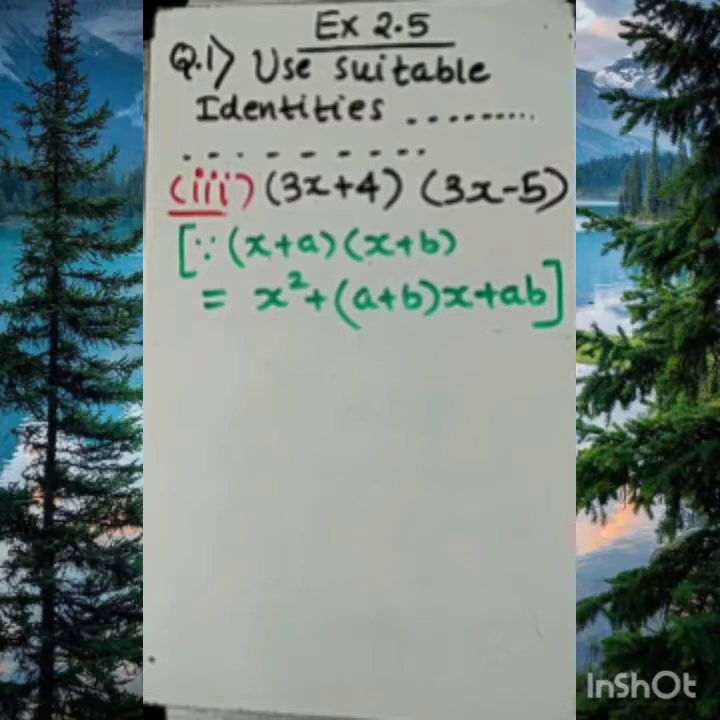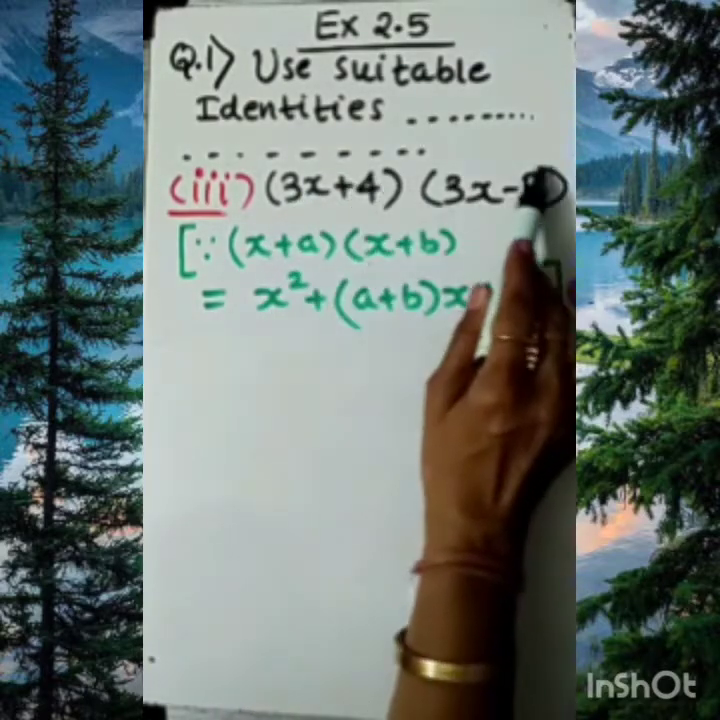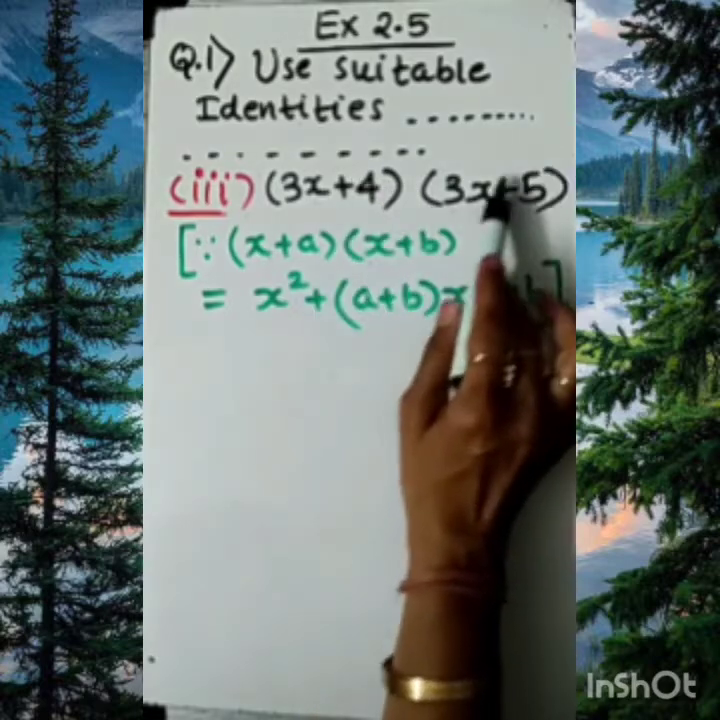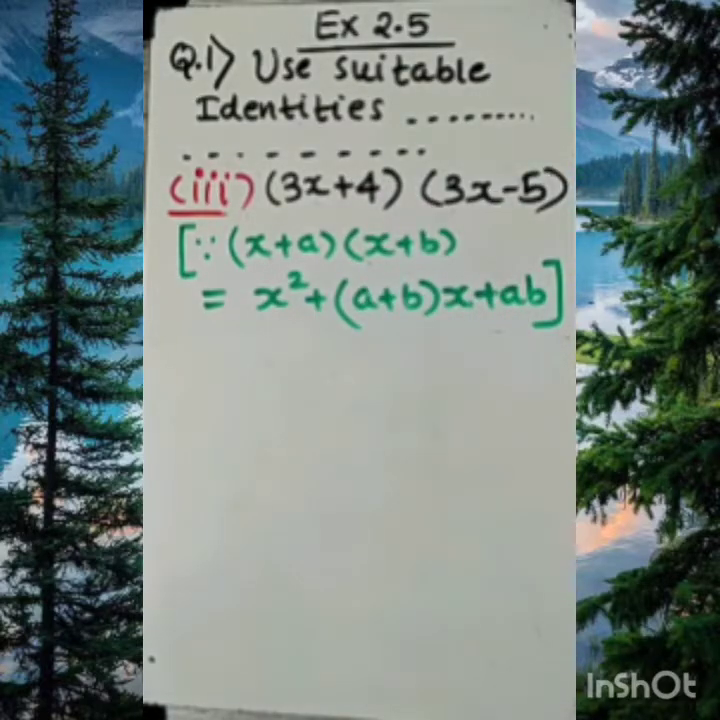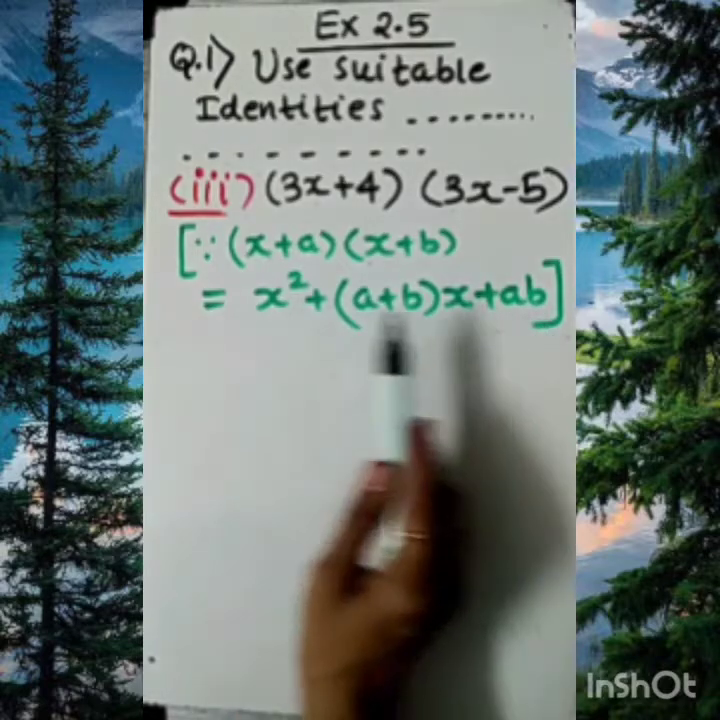Now, in front of you, dear student, the question number 1 is the third question. What is the question? 3x plus 4 and 3x minus 5. Clear to you? 3x plus 4 and 3x minus 5. So, dear student, again you can see your first term is similar, but the second term in both the brackets, here it is 4 and minus 5, that is different. So, again we need to apply the same identity, that is a useful identity.